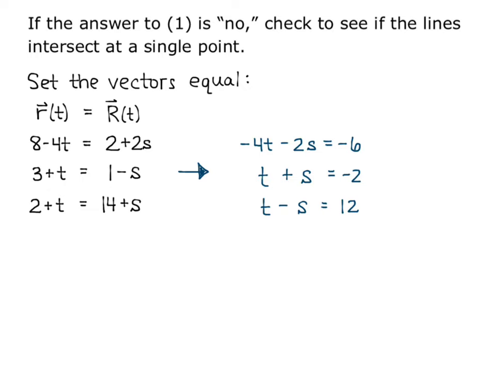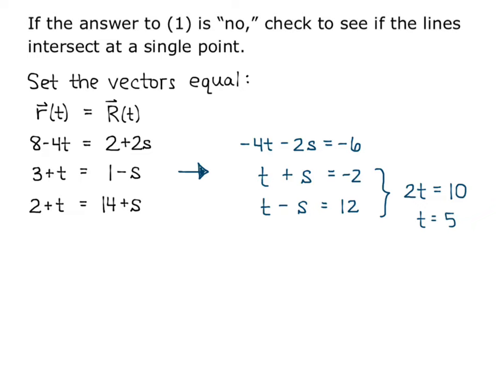Now, if you have had linear algebra and know how to put this into a matrix and row reduce to solve, then that's what I would recommend doing. I can't assume that everyone has seen matrix row reduction, so I'm going to show a different way to solve it. And the way I'm going to show is the process of elimination. So I'm going to add the two bottom equations together, and I get 2t equals 10. The s's are going to cancel because I have plus s and minus s. So I'm just adding those two equations together. So that actually gives me t equals 5.